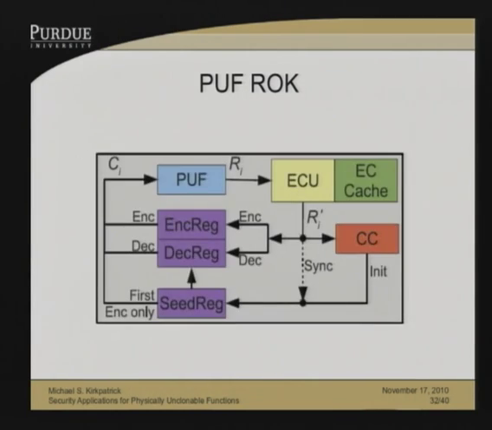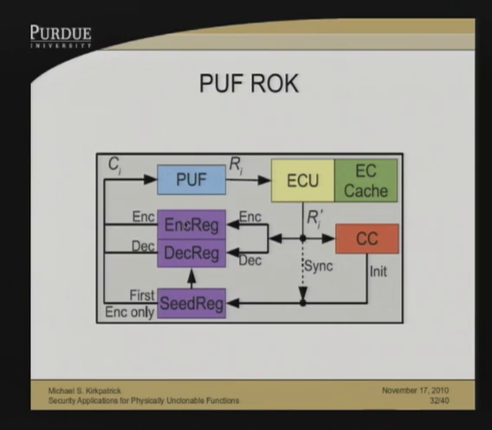So the first thing is, instead of having one register, we have three registers. We have a seed register, and then we have separate registers for the encryption and decryption. The first time you encrypt a message, the seed register will be used as input to the PUF, and then the response will become the key, and that then goes into the encryption register here. So the second time you encrypt something, the encryption register value will be used as the input. And so you have a feedback loop there.